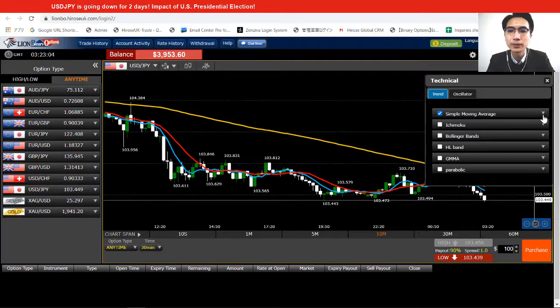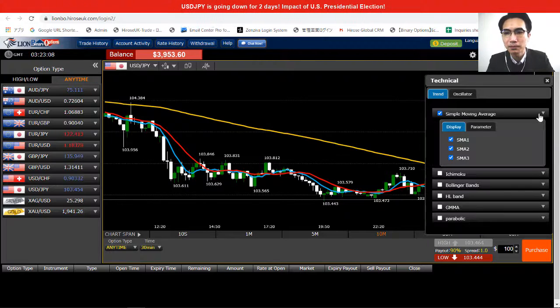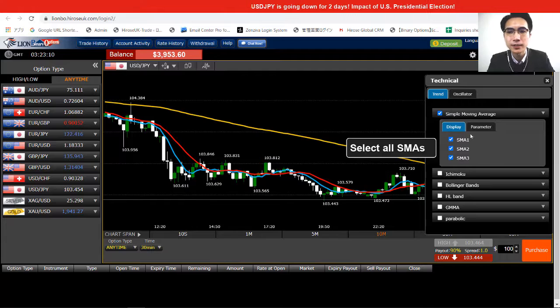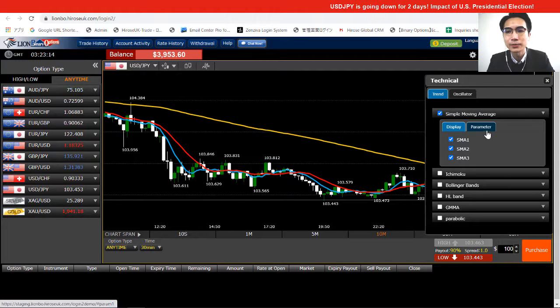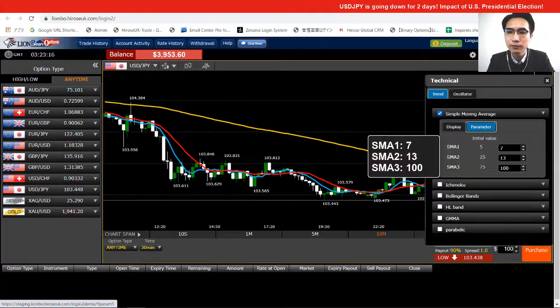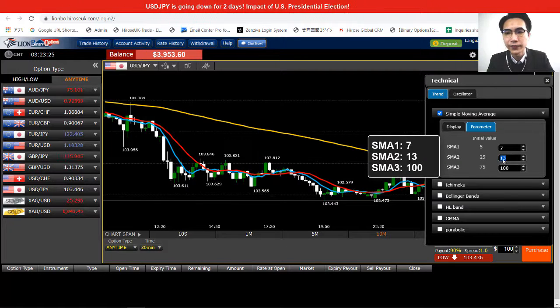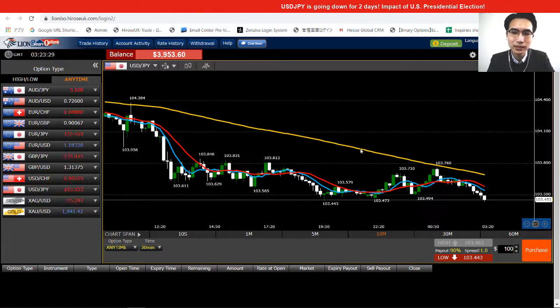Next we'll open the drop down for simple moving average. Yep, open the drop down for it, and now we just need to make sure all the simple moving average are selected. And next we'll go to parameter. So today the parameter we are using is 7, 13, and 100. So again, SMA1 is 7, SMA2 is 13, and SMA3 is 100. So after we get that down, we close the technical indicators window.